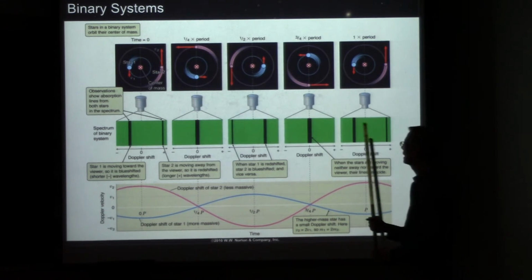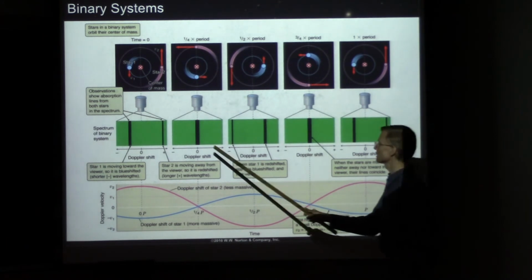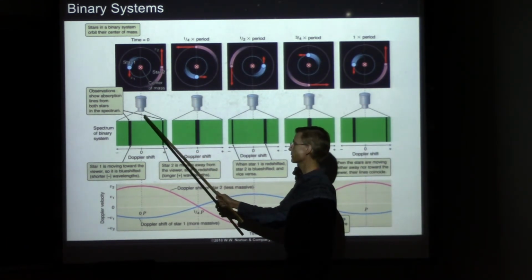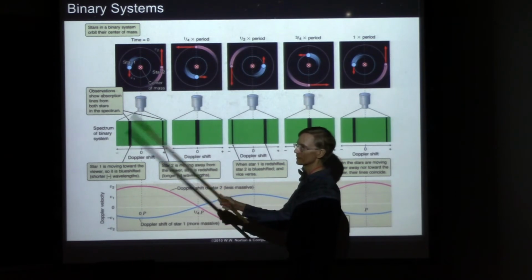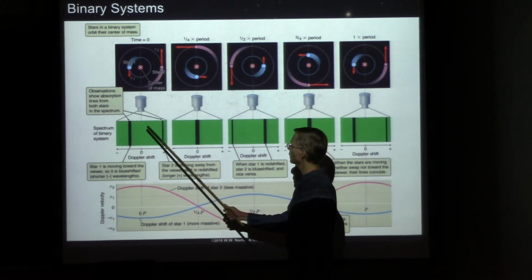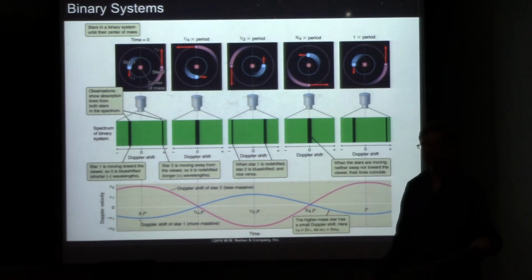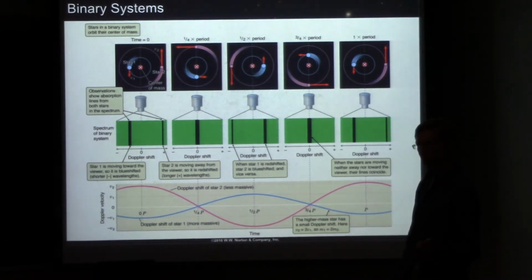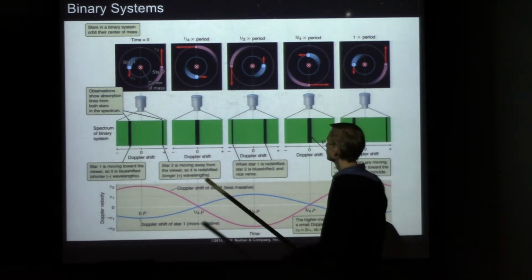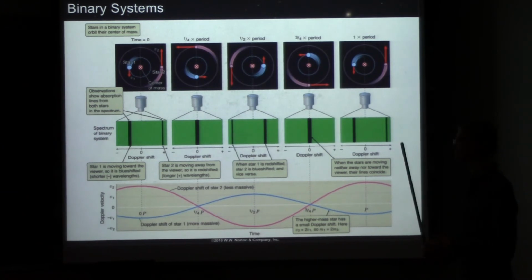And here we have snapshots of the orbit. Here's our telescope, and really our spectrometer. So there's a telescope that feeds light into a spectrometer, which spreads the light out into a spectrum. Star 1 is moving towards us right here, so its spectral lines will be blue shifted, shifted to shorter wavelengths by an amount that depends on how fast it's moving towards us. Similarly, star 2 is moving away from us, so its lines will be red shifted by an amount that depends on how fast it's moving away from us.